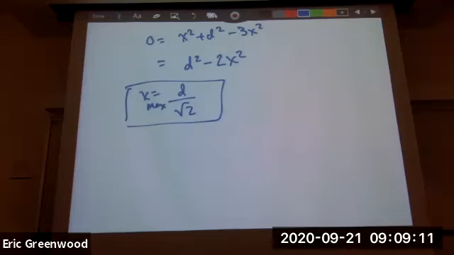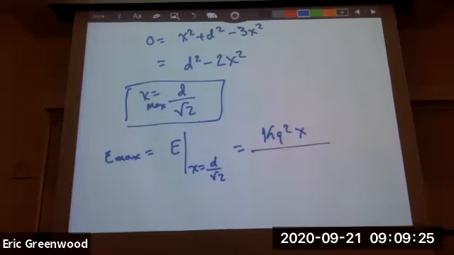Okay? So now if I want to know what is the maximum electric field, well, E max then is just going to be equal to the electric field that we found, evaluated at x equal to d divided by the square root of 2. So it's going to be equal to k times q squared times x divided by x squared plus d squared, all raised to the 3/2, evaluated at x equal to d divided by the square root of 2.